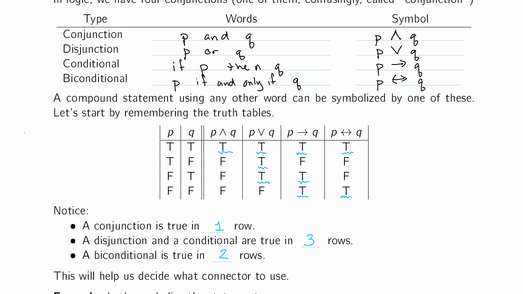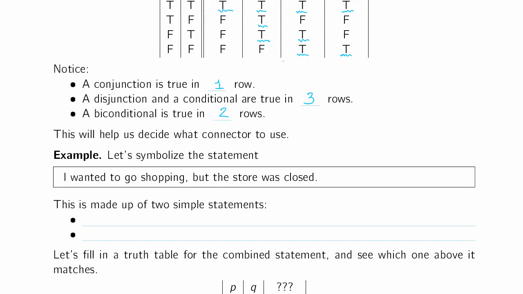So, okay, what if we have a different word in English? What if we have a different conjunction? We can use the truth tables to figure out how to symbolize it. So suppose we have the statement, I wanted to go shopping, but the store was closed. Our connecting word, our grammatical conjunction, is the word but. How do we understand that? Well, we have an intuition into what this sentence means in English. Let's see if we can put that into truth table form and then match it to one of the statements that we see.